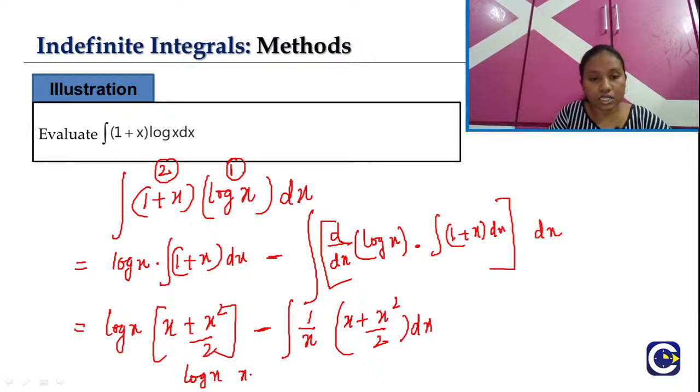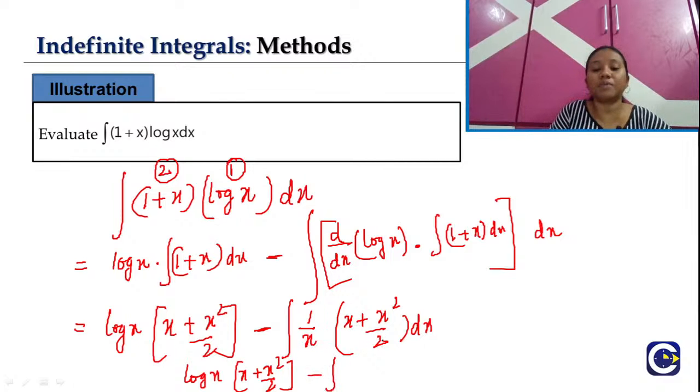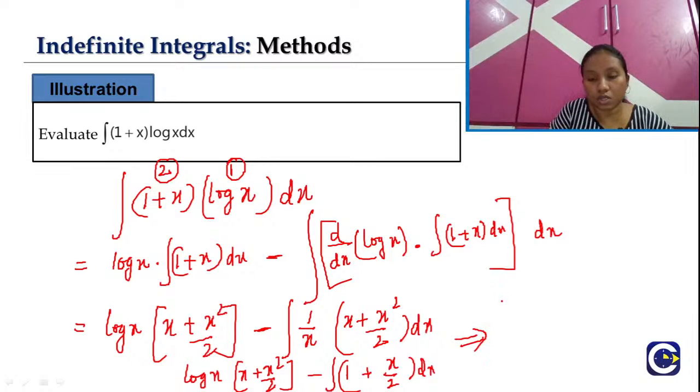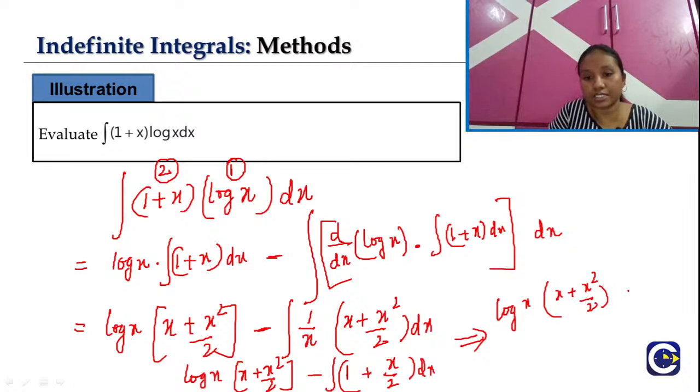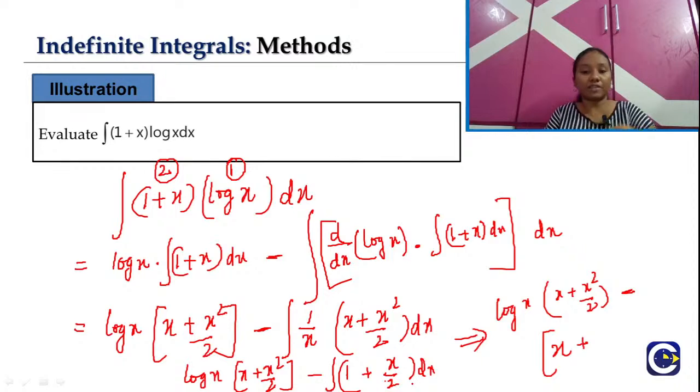So log x, x plus x square by 2, that will be remaining as it is. So minus integration, if I multiply by 1 by x, this will become 1, and so this will be turning out to be x by 2, right? So this whole dx. So this will be our final step now, that is log x, x plus x square by 2, that will be as it is. So minus the whole minus, here I am writing the integration part of this. So this will be x plus x square by 2, and in denominator we are already having 2. So 2 into 2, 4. So x square by 4 and whole constant c.